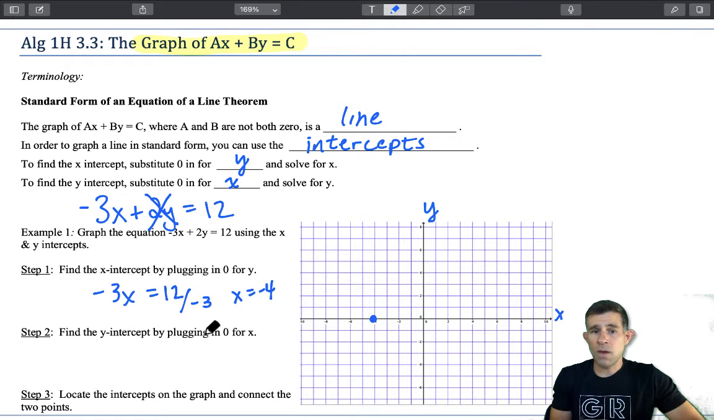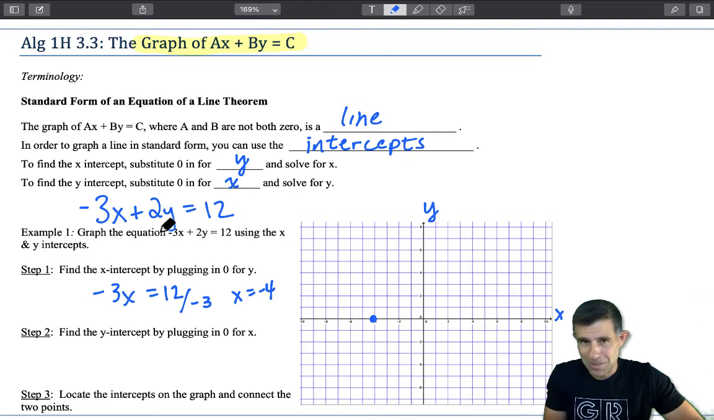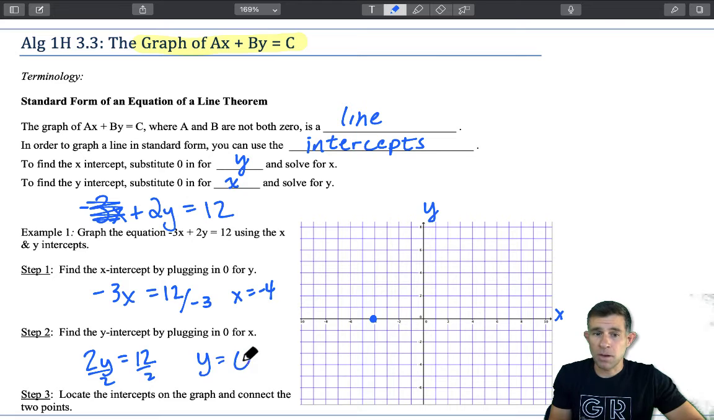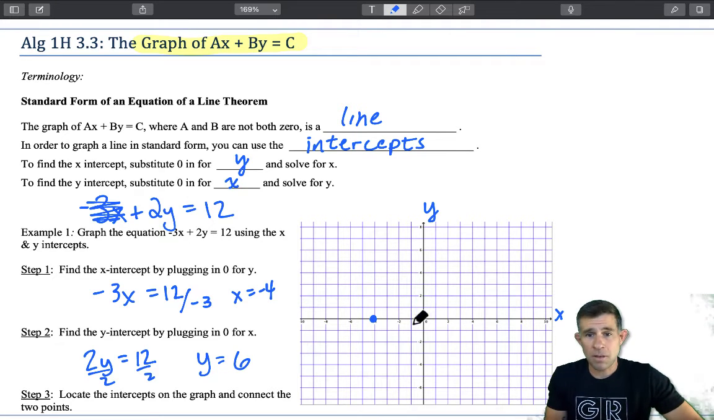Next, we're going to find the y-intercept by plugging in 0 for x. So let's come back up here to this top equation. I'm going to erase that x term, leaving my term 2y. When I plug in 0 for x, it's like ignoring that first term and just solving the equation 2y equals 12. Let's divide both sides by 2, and I get a y value equal to positive 6. That's my y-intercept. So I'm going to come up here on my y-axis and plot that point at 0 over and 6 up.